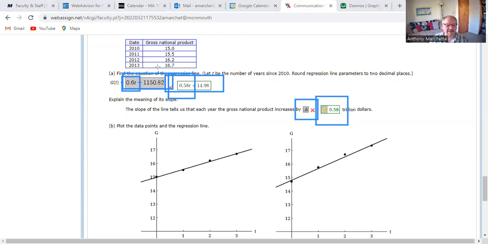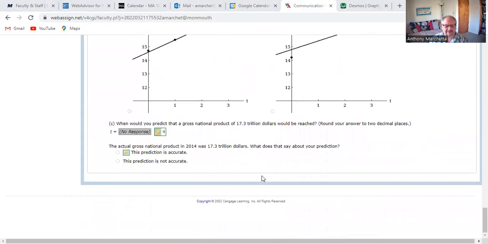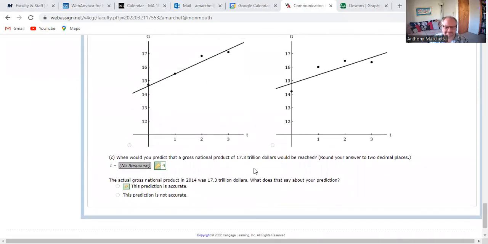No big deal. I think we're going to stop there because I think you know how to do the rest of the stuff. It would be a matter of carefully plotting it and putting it in where it goes. This time it should be B. And then also what happens when you put 17.3 in? Yeah, the actual gross national product is accurate.